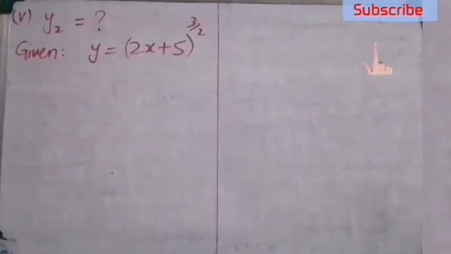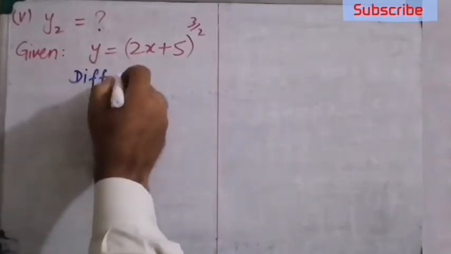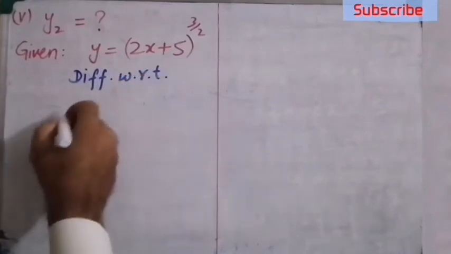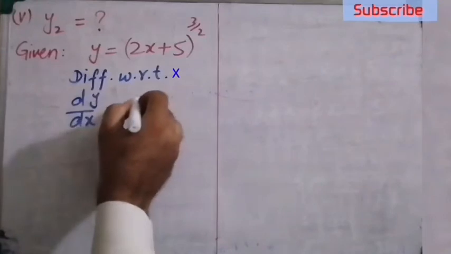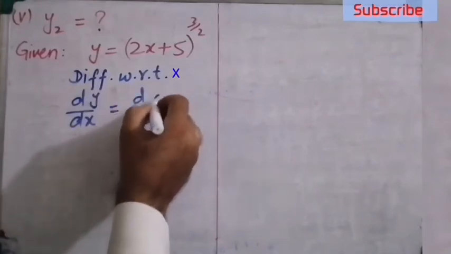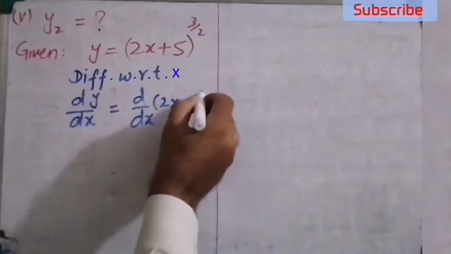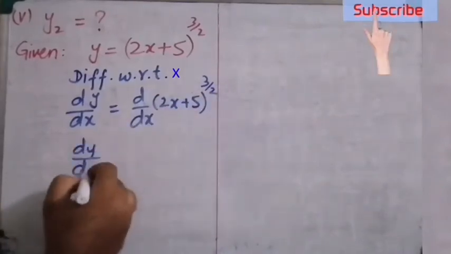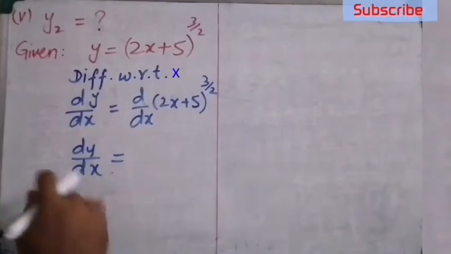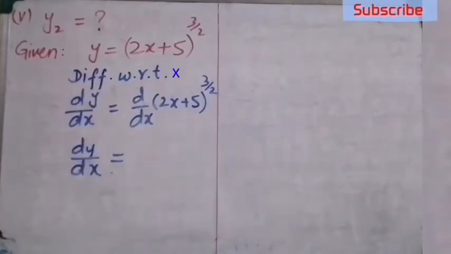Its differentiation is done under the power rule. You know this well. So we write here, differentiate with respect to x. For that we apply d by dx on both sides. On the left side, d by dx, on the right side, (2x plus 5) power 3 by 2. We know the left side remains unchanged, dy by dx. The right hand side is converted into its derivative under the power rule.